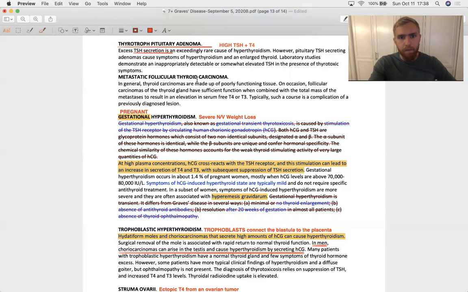You could have a metastatic follicular thyroid carcinoma that could set up shop elsewhere, maybe in bone, you know, and maybe in the lungs, and then it would end up producing T4 there.